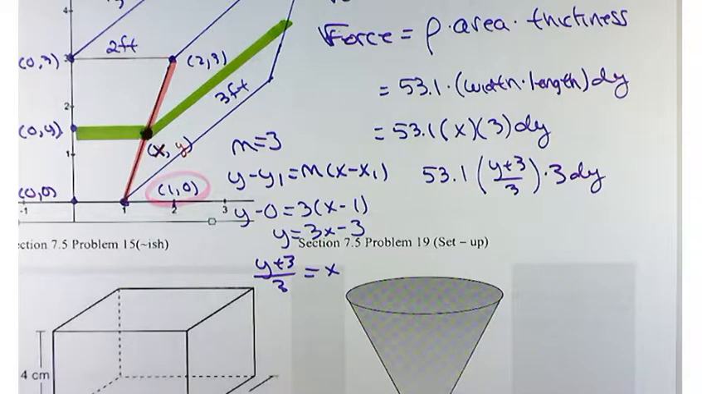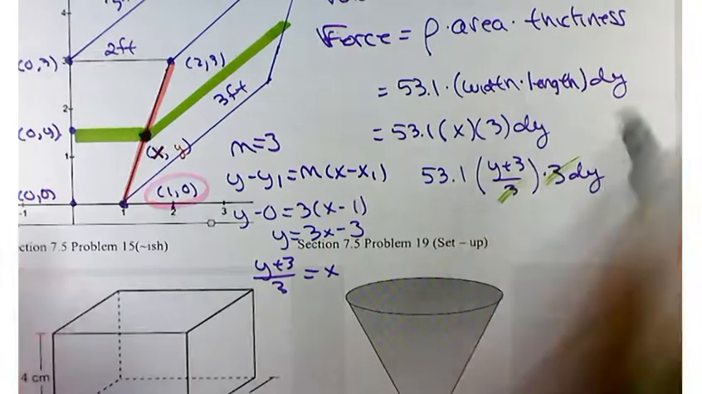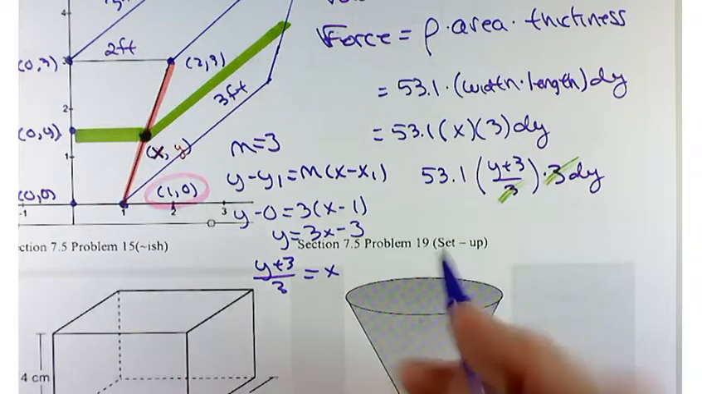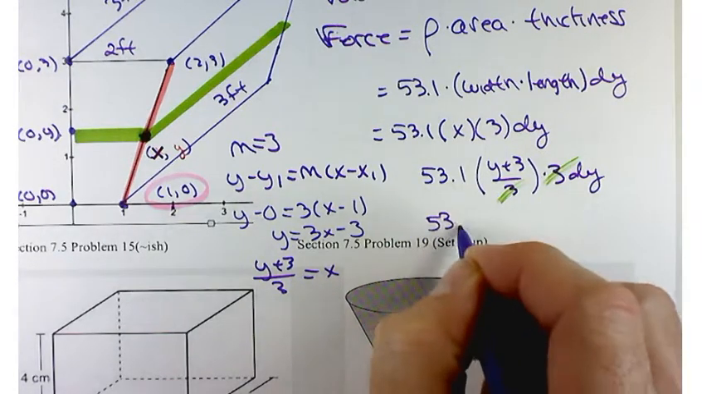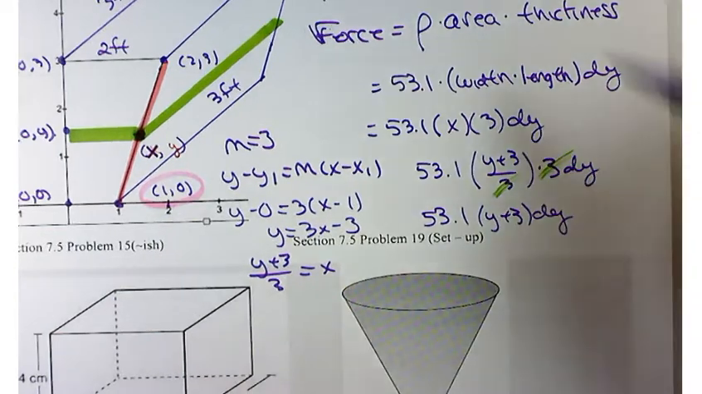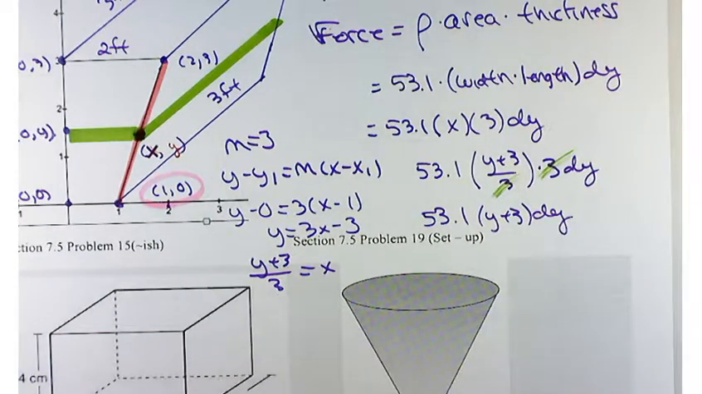We run into something a little bit nice here. What's that little something nice here? Yeah, that's special. 3 cancels out. So the author's doing something nice for us. That's good. So we end up with 53.1 times (y plus 3) dy. And that's the force required to move one slice. That's just the force.